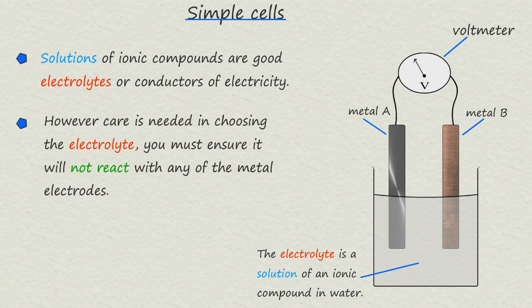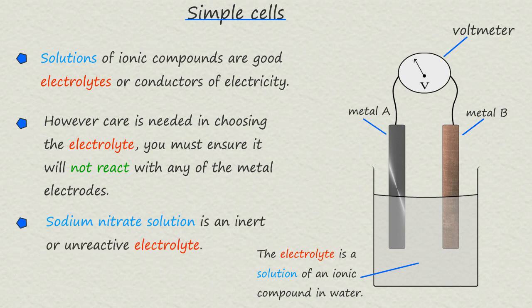However, you should exercise some caution in the choice of the ionic compound to be dissolved to form your electrolyte. It is best to use one that will not react with any metal that is placed in it when making cells. For this reason, a sodium nitrate solution is often used, as it is a fairly inert electrolyte.